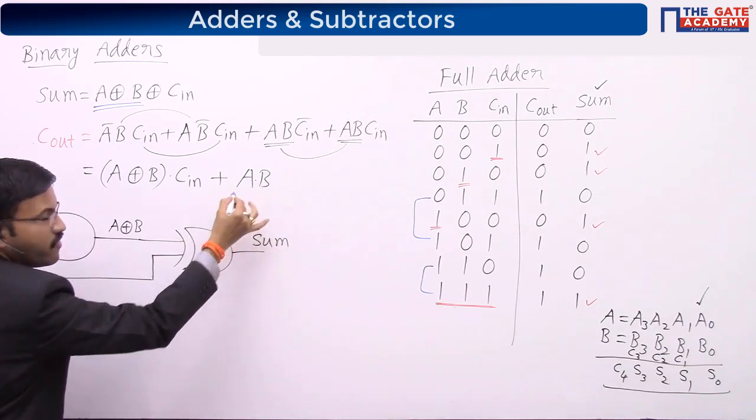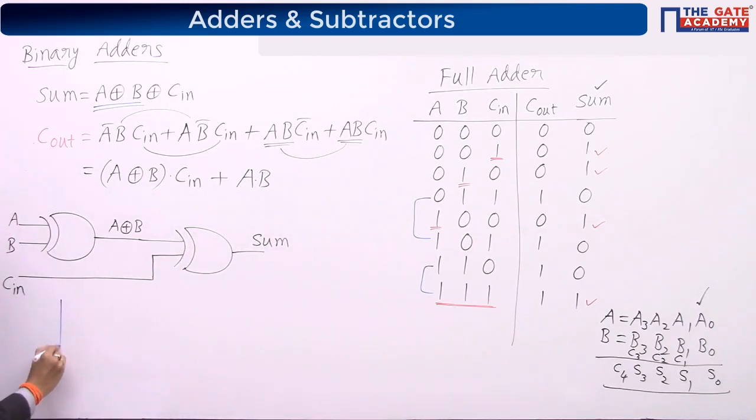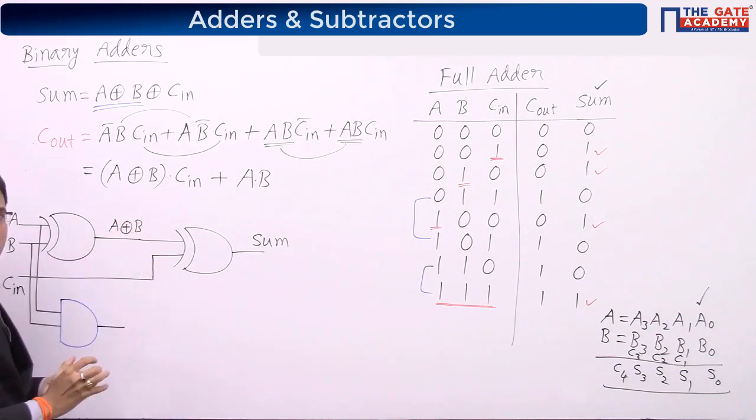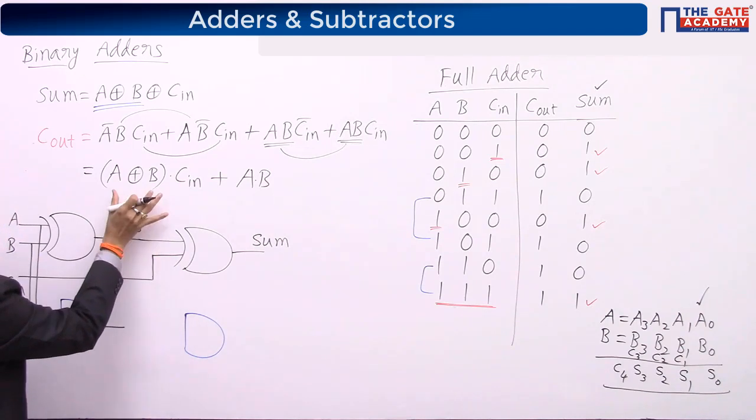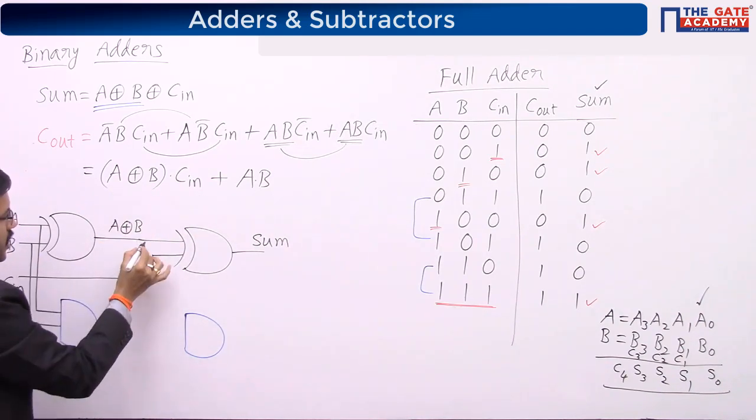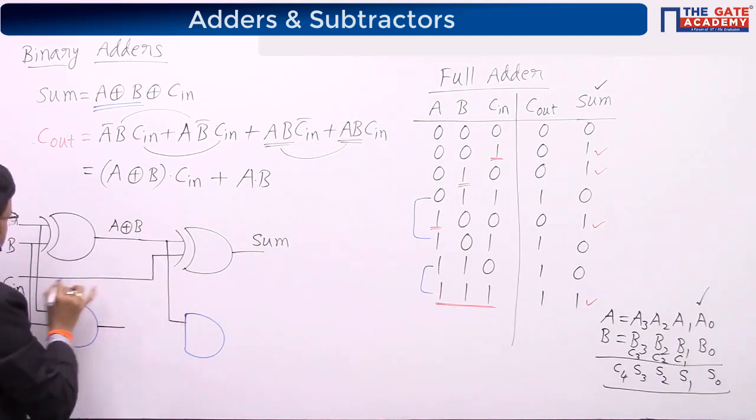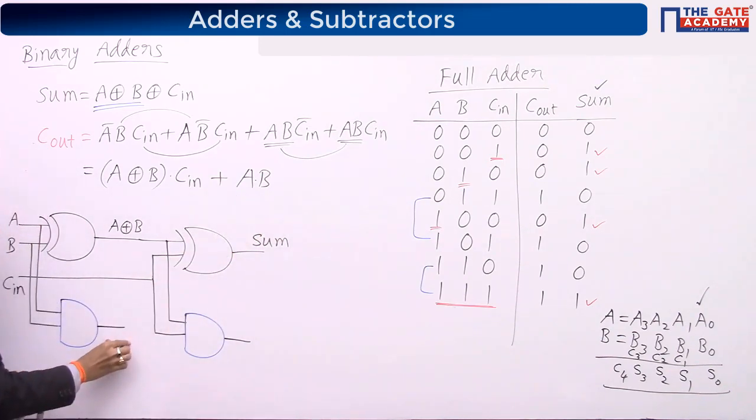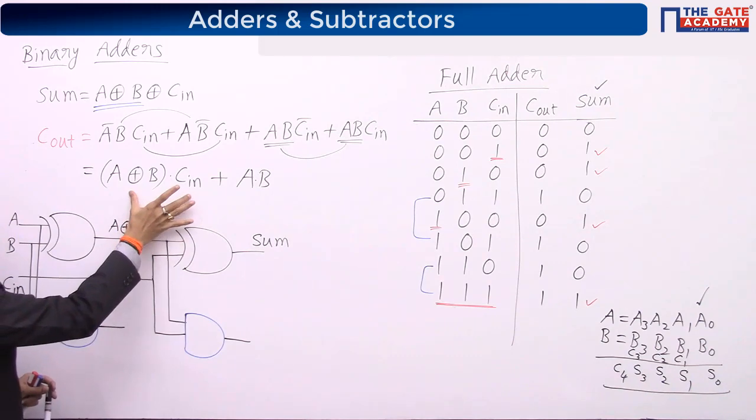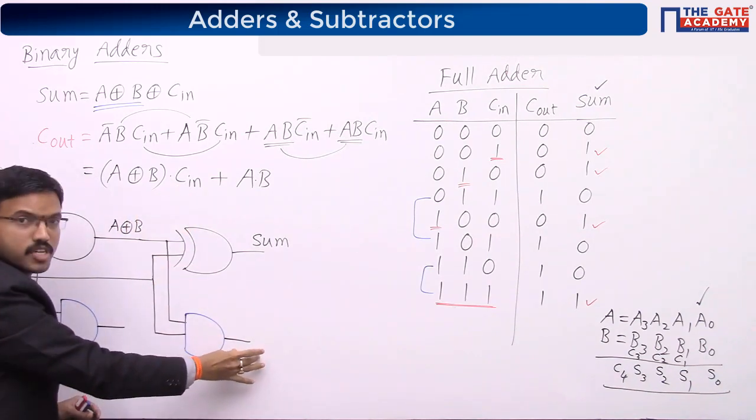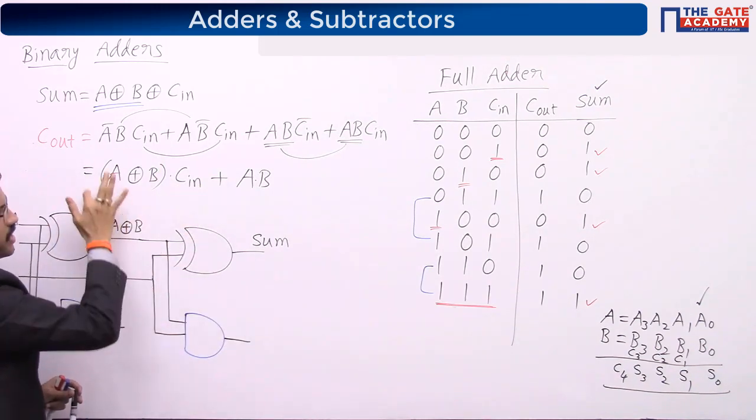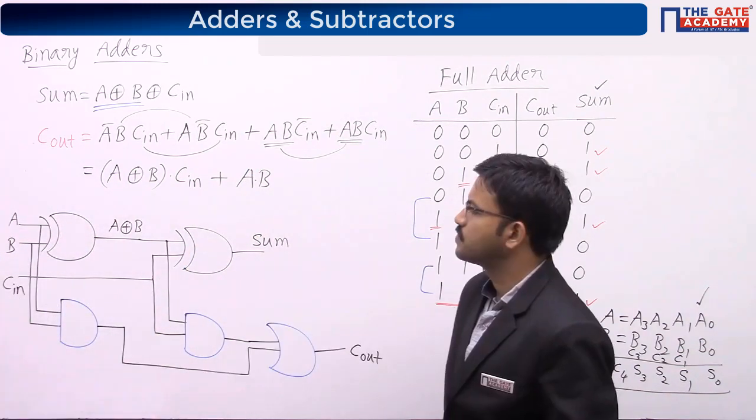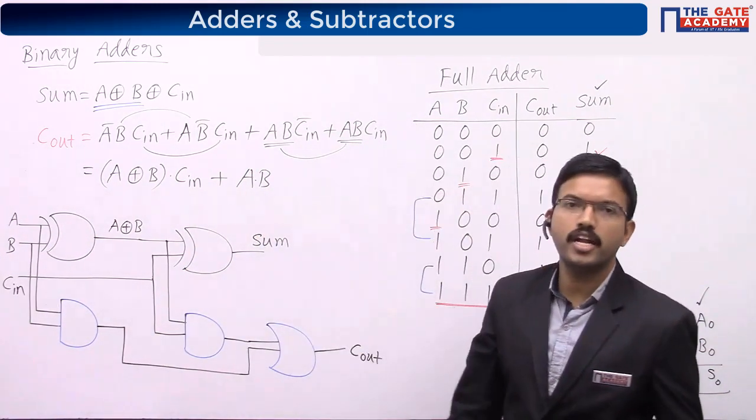Now here I am having A and B, so I will use one AND gate. Inputs are A and B. Next, I require one more AND gate. Here inputs are A XOR B and Cin. A XOR B I am getting here, Cin I am getting here. Just observe. A and B I am getting as output of this particular AND gate. This particular term I am getting at the output of this AND gate. Now this is like x1, this is like x2. x1 plus x2, so I require an OR gate. This is the circuit diagram of the full adder.